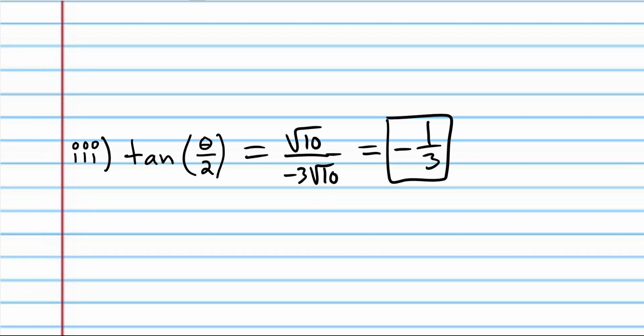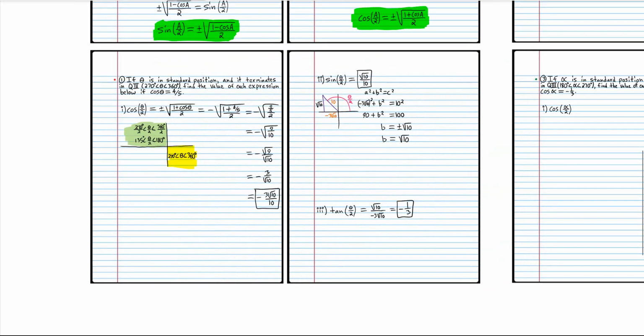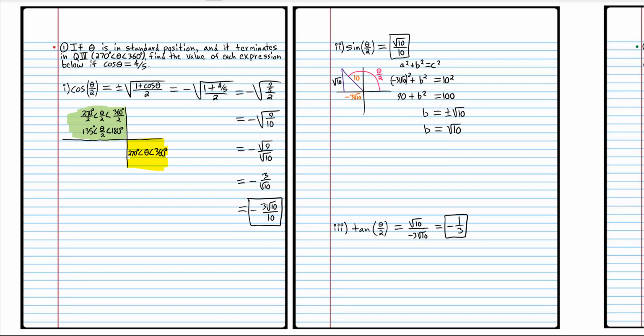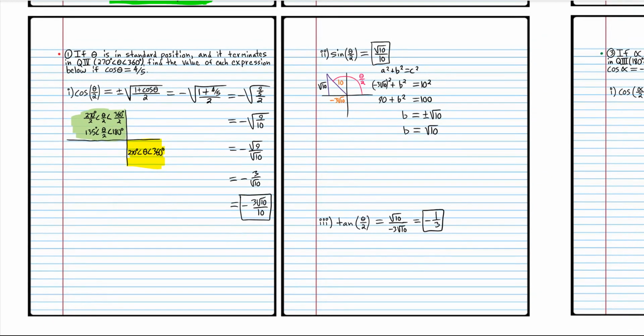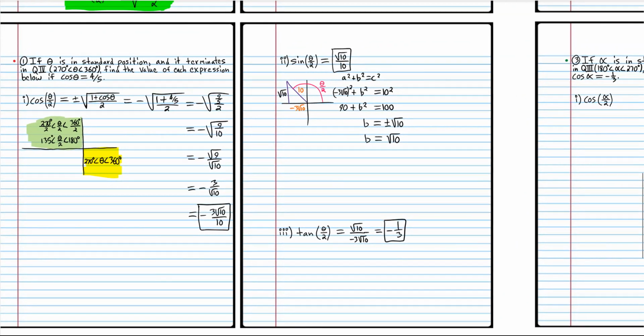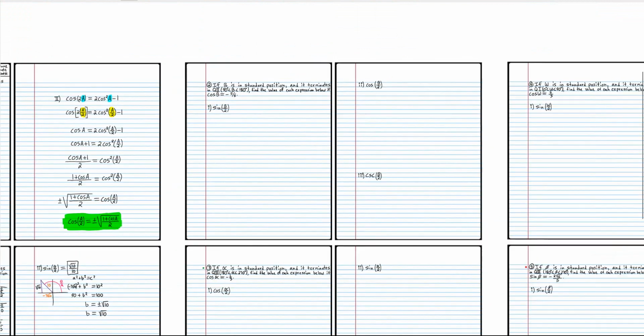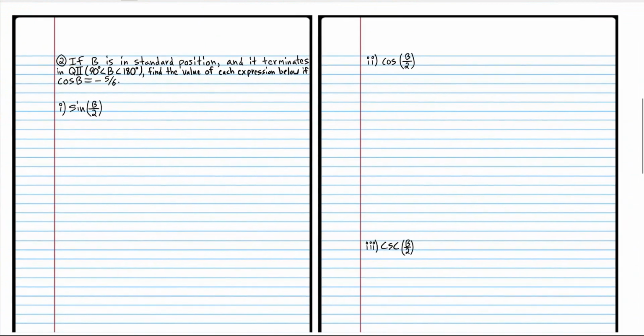So that's how you use the half angle formulas. Once you find the triangle that results from the angle theta over 2, then you can find the other ratios pretty easily, but we had to use the half angle formula in the first step. Okay, so let's try another problem before you try one on your own.